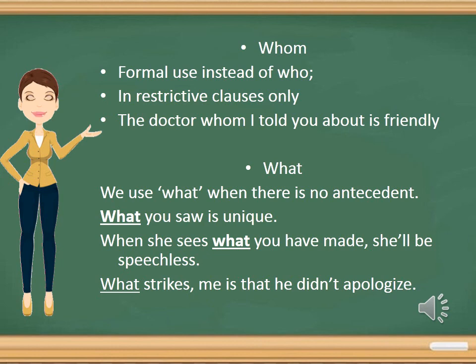We use what when there is no antecedent. What you see is unique. When she sees what you have made, she'll be speechless. What strikes me is that he didn't apologize are the examples of uses of what.